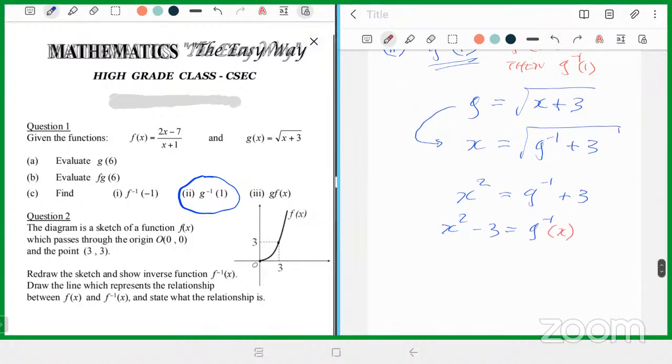So we can write it and say, therefore, g to the minus 1 of 1 means that we're substituting 1 in here to get the value. So we'll get 1 squared. We'll put the 1 here, we get 1 squared minus 3. 1 squared is 1 minus 3. 1 minus 3 is negative 2. So this is the answer. g to the minus 1 of 1 is negative 2.